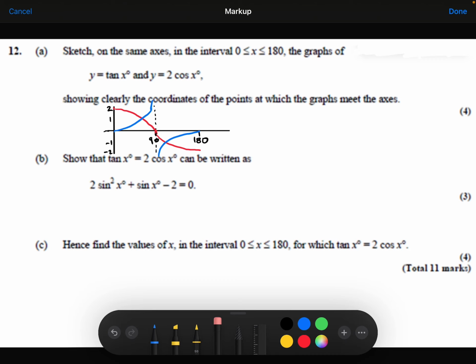Part B. Show that tan x equals 2 cos x can be written in that form. Well, first let me take the tan x, and I'm going to rewrite that as sine x over cos x. I'm then going to multiply both sides by cos x. So 2 cos x times cos x is 2 cos squared x. And now the cos squared, I'm going to replace that with 1 minus sine squared.